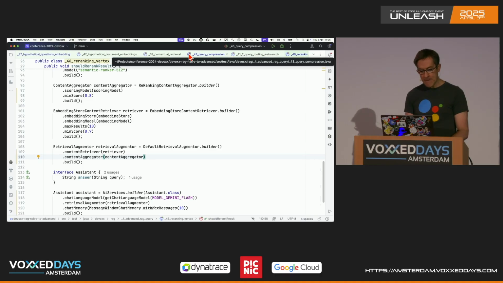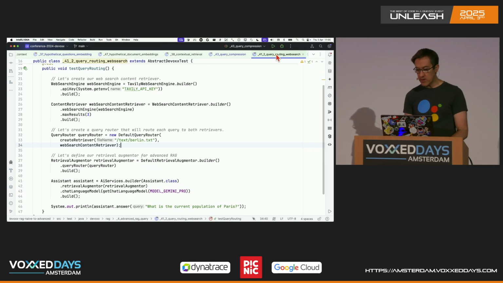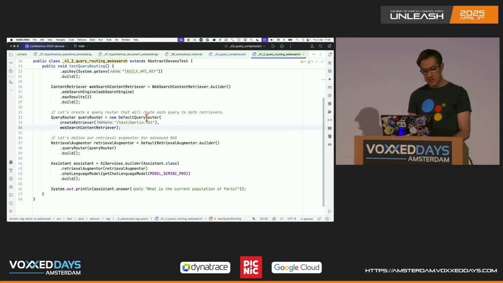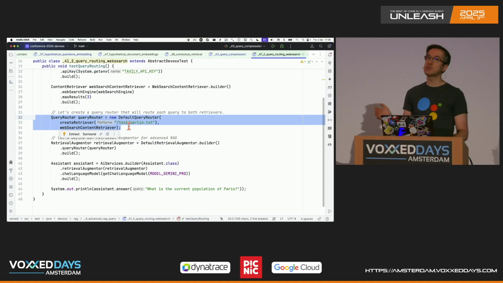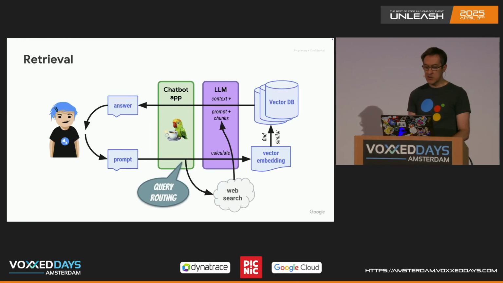Ranking, contextual. I thought I had it open somewhere. Oh yeah, or this one, query routing. So you can add a query router saying, yeah, search in the vector database, but also search on the web. And it's just a couple of lines of code in Langchain4j to do that.